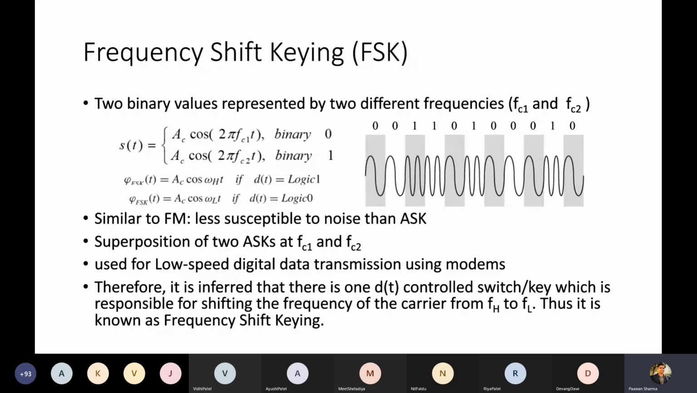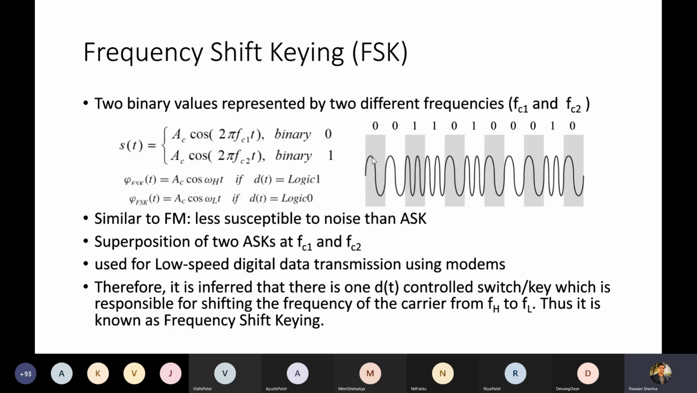This was frequency shift keying, where we had two frequencies, FC1 and FC2, and the output signal is either a sinusoid or cosine at FC1 or FC2 on the basis of whether you have a binary 0 or 1. FSK is less susceptible to noise because there are no amplitude variations, and whatever noise interference comes will appear as an amplitude deviation that can be removed using a limiter circuit, voltage limiter or clipping circuit.